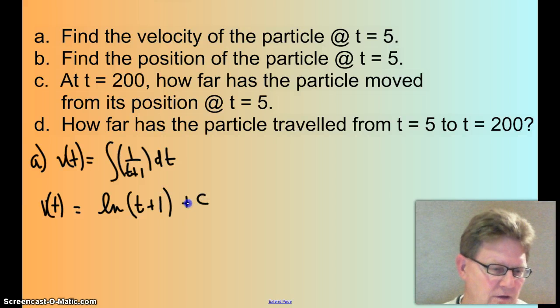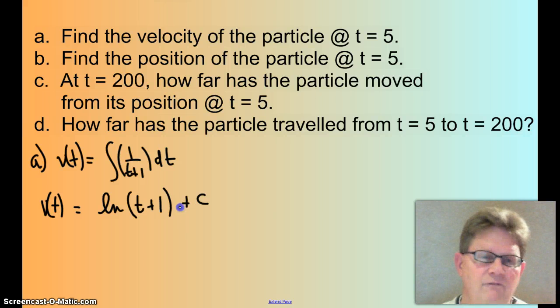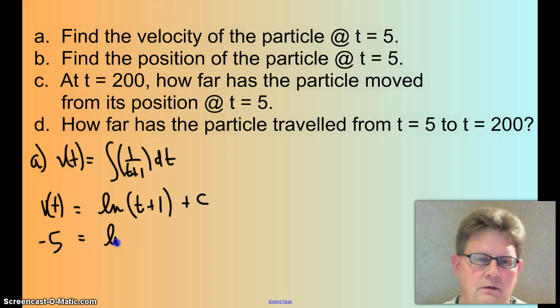And your initial value was v of 0 was negative 5. So negative 5 equals ln of 0 plus 1 plus c.